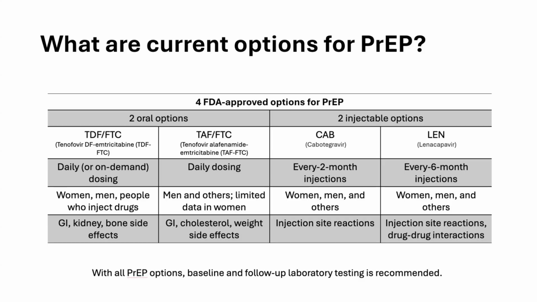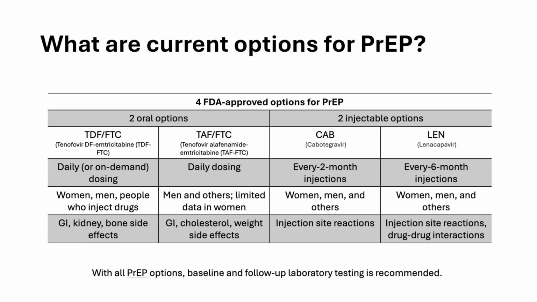What about side effects? Every medicine can have side effects. With TDF-FTC, we're mostly thinking about some GI upset when people start that medicine. The TDF component of that drug can have some kidney and some bone side effects, and so we don't use it in people who have those problems to begin with. TAF-FTC can also cause some GI side effects. It can raise cholesterol a little bit and may increase weight.